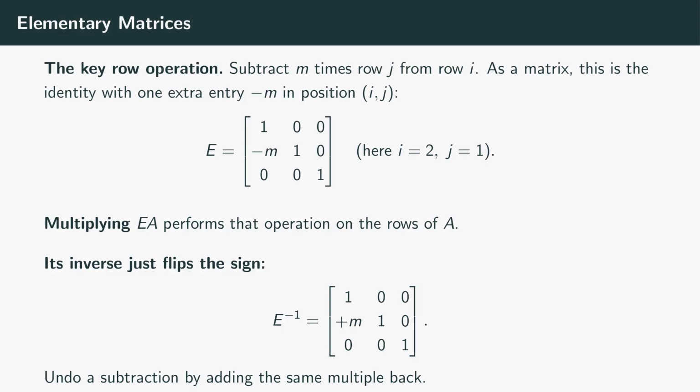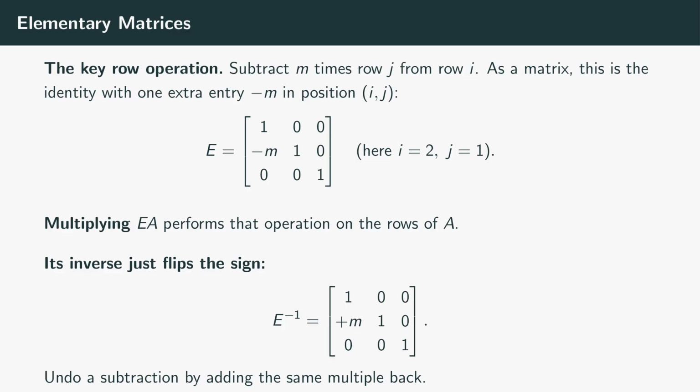Start with a single move that drives elimination, subtract m times one row from a row below it. Remarkably, that move is a matrix. Take the identity matrix and place a single extra entry, -m, in the row and column of the operation. Call it E. When you multiply E times A, the result is A with exactly that row operation performed. The matrix carries out the bookkeeping for you.